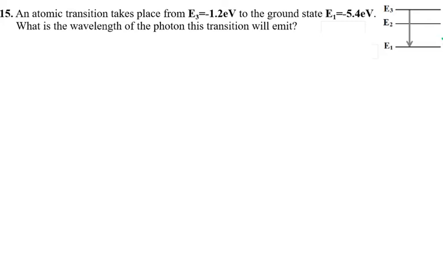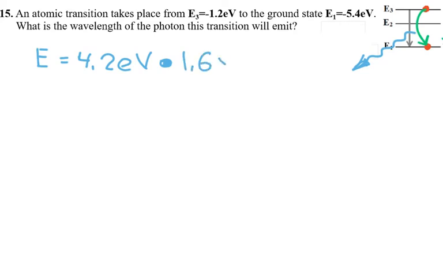So what we want to do is figure out how much energy is lost when the electron jumps from energy level 3 to energy level 1, the ground level. The difference between these two energies will give me how much energy the photon emitted, because that's how much energy is lost. So if I subtract them, 5.4 minus 1.2 gives me 4.2 electron volts. Because they asked me to find the wavelength, I have to convert this to joules. So I'm going to multiply it by the charge of the electron, 1.6×10^-19, and that will be my energy in joules.